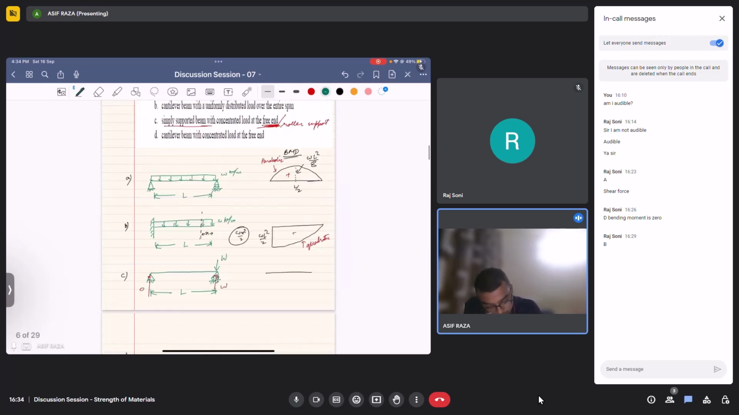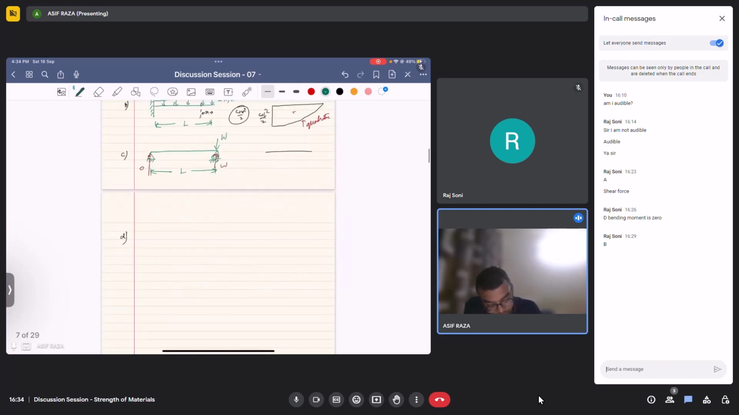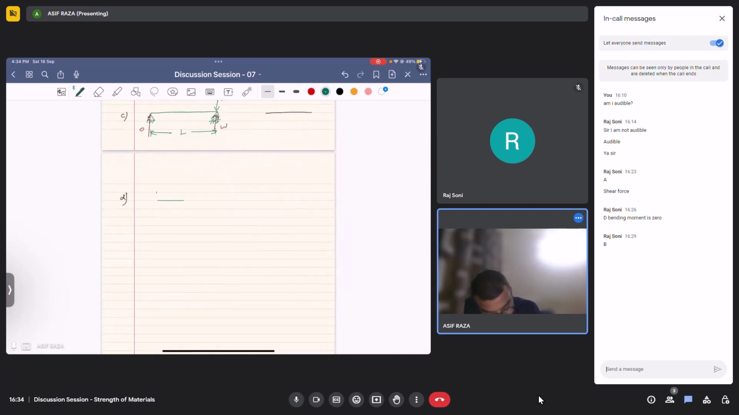And option D is a cantilever beam with a concentrated load at the free end. With a concentrated load W at the free end, and if I take the length as L, in this case my bending moment diagram would be, see, at any section at a distance X, the bending moment would be equal to W times X, right? At any section.